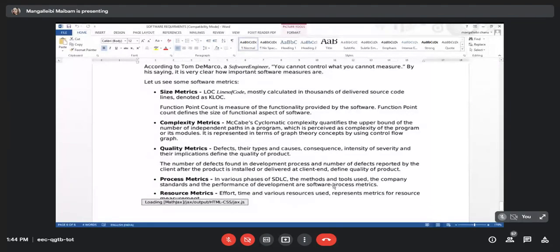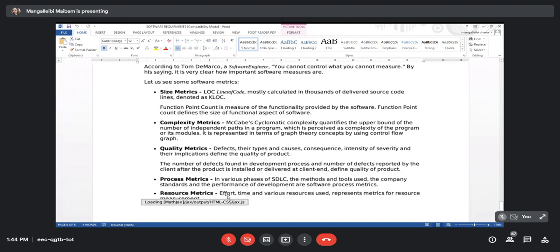Okay, how many methods, which methods we have used, which tool we have used, and what is the performance of the particular method we use. That will be discussed in process metrics and resource metrics finally. Resource metrics, we are going to measure effort, time, especially time, how much time and how much effort we have. Time is called development time, and effort is called effort.